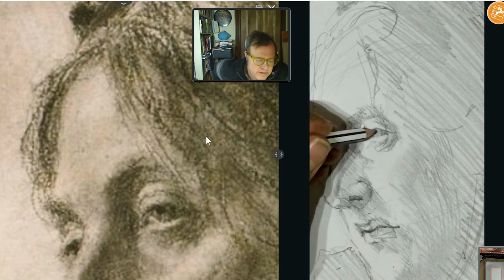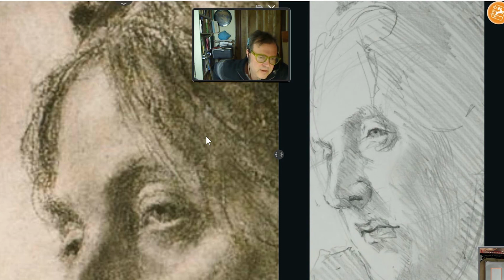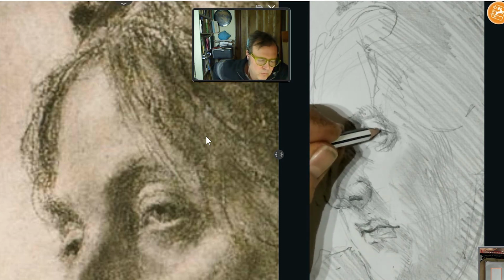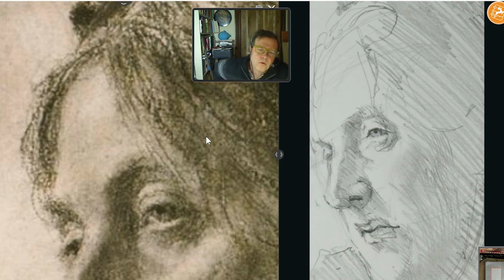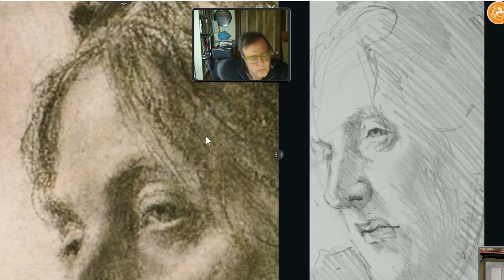And there's that pupil with shadow all around it. That's the shadow of the eyelid onto the iris. Maybe a little small still. And I can go a little darker on this side too while I'm at it.